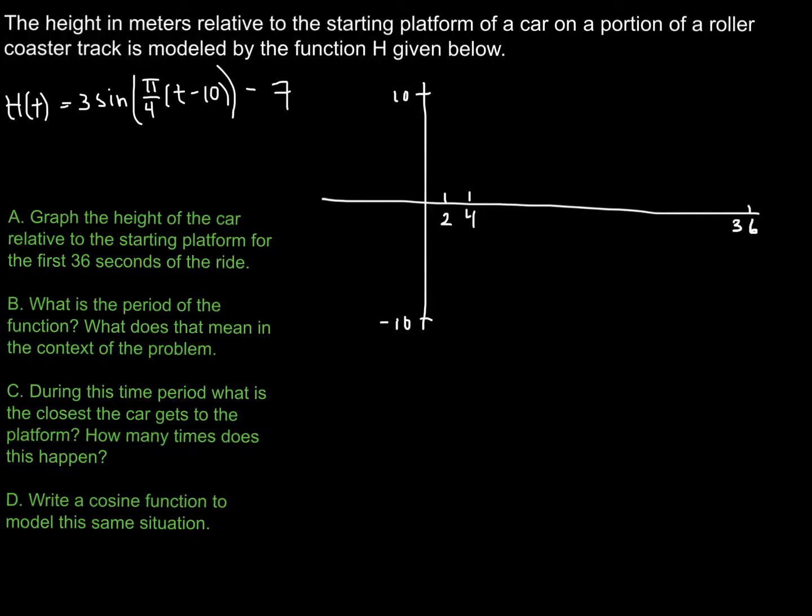So first off, you want to graph the height of the car relative to the starting platform for the first 36 seconds of the ride. And what is the period of the function? What does that mean in the context of the problem? During this time period, what is the closest the car gets to the platform? How many times does this happen? And then write a cosine function to model this same situation.